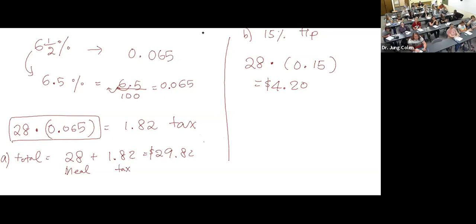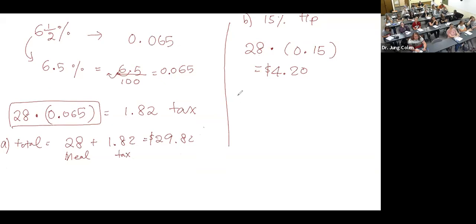How about if she wants to pay 20% tip? 20% tip on the pre-tax. Yeah, we can do the same thing, right? 28 times 20%, 0.2. Okay, which is $5.60. So it's not a big deal.